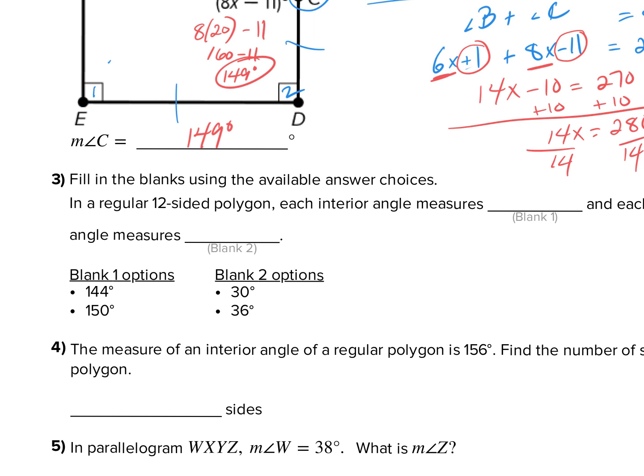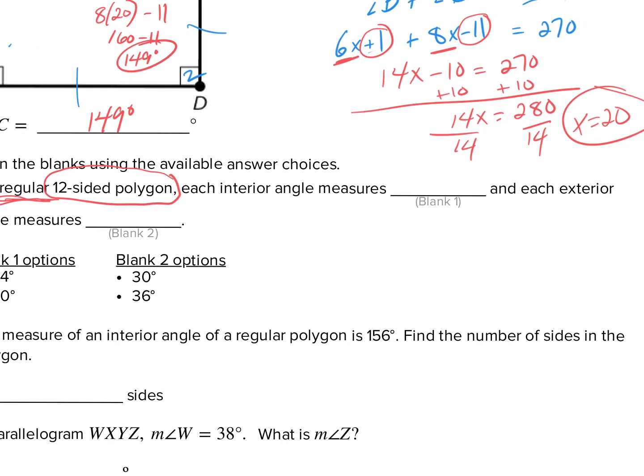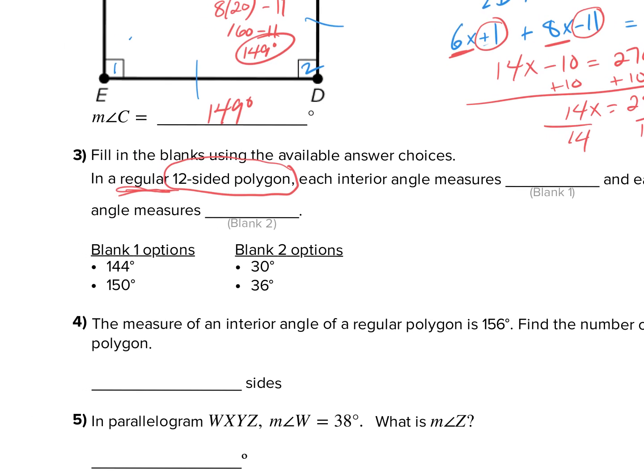All right, question 3, it looks like 4 as well, are all based on that initial theorem that we learned about the sum of the interior angles of a polygon, where we drew the triangles to determine how many degrees. So here it says we have a regular, again, regular means all angles congruent, 12-sided polygon. We want to know the measure of each interior angle and each exterior angle.